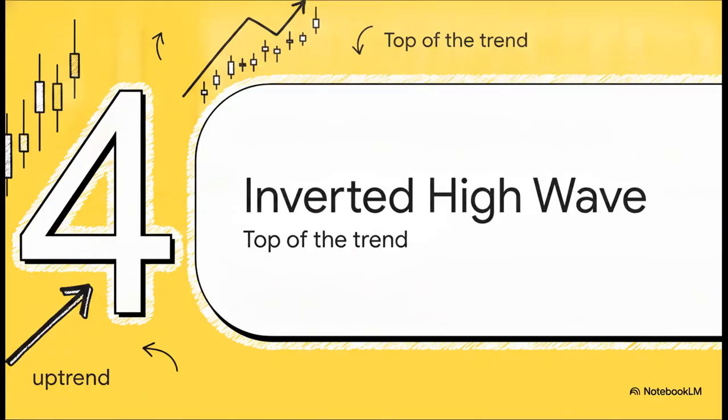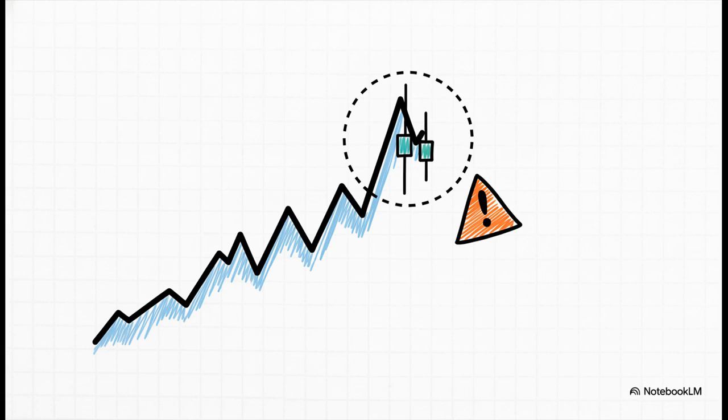All right, let's flip the script for Section 4, the inverted high wave. So the pattern actually undergoes a specific name change when it shows up at the absolute peak of a rising market. It officially becomes the inverted high wave, or as it's sometimes called, the inverted highway. The visual shape is identical, and the underlying psychology of that tug of war remains exactly the same. But its location at the top of a massive rally creates a uniquely dangerous scenario.